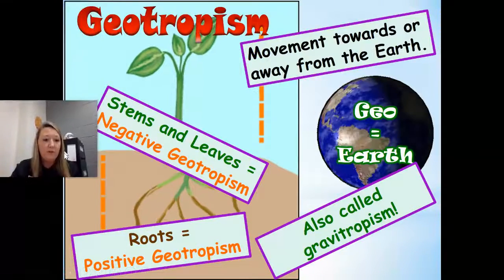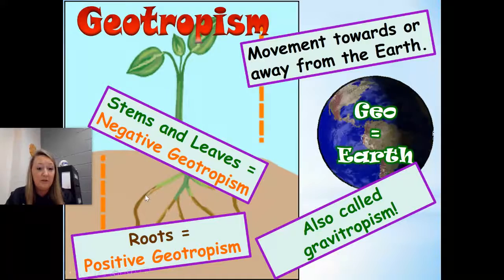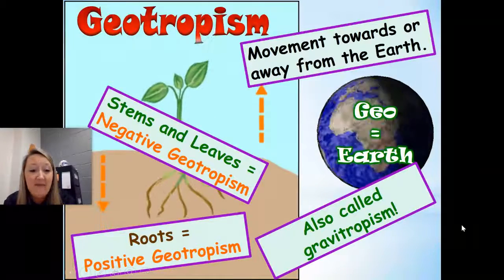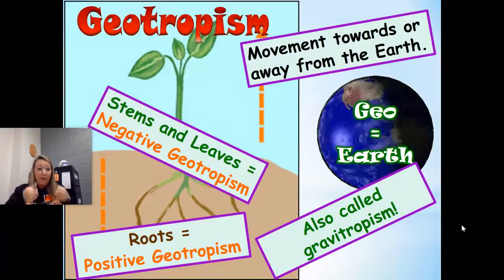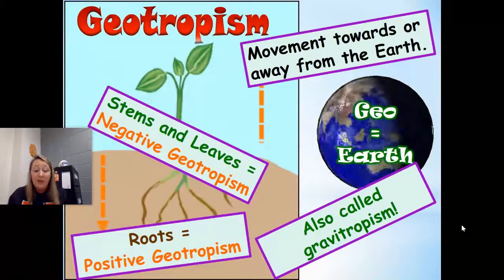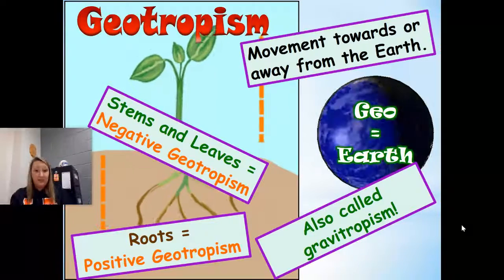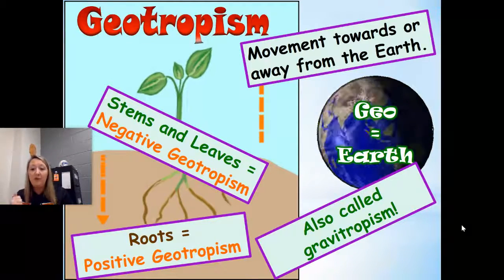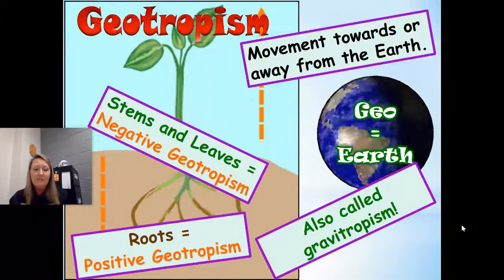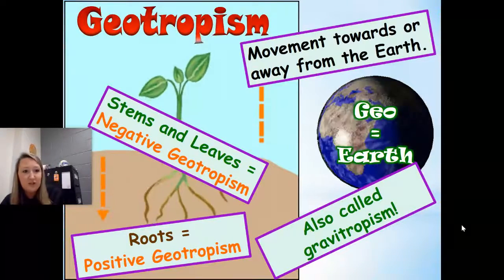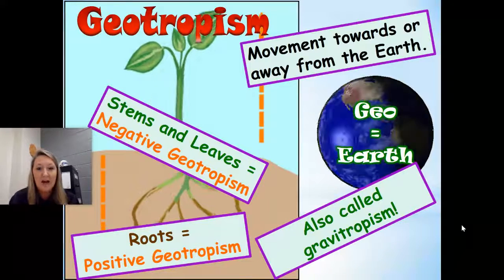Geotropism. Geo is our word part that means earth, right? And so when we look at plants, stems and leaves have negative geotropism. They grow away from the earth, right? When we look at roots, they have positive geotropism. They're growing towards the earth. Movement towards or away from the earth is geotropism. Sometimes you'll see this in videos called gravitropism, but we're going to use the term geotropism in our studies.